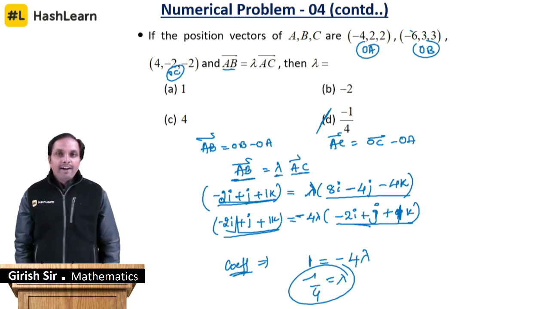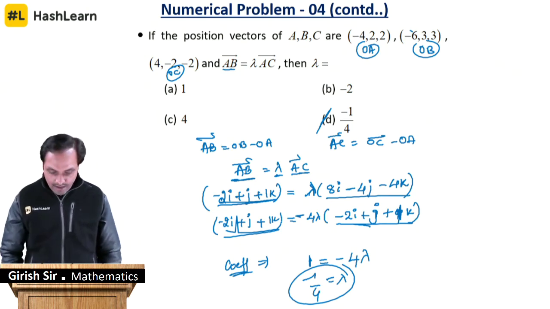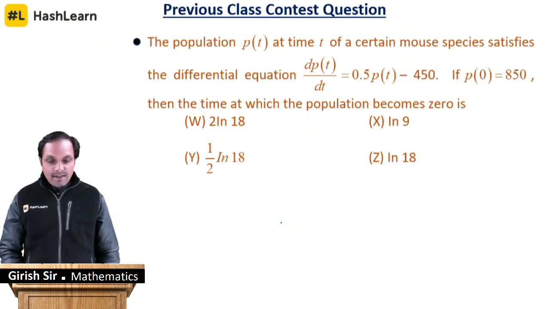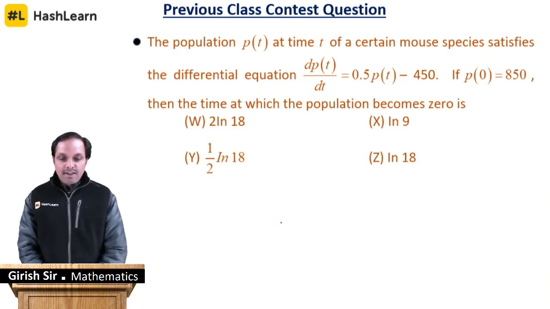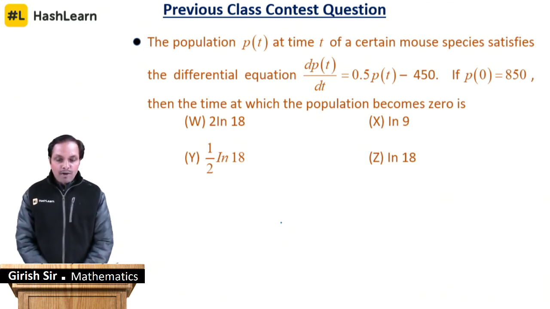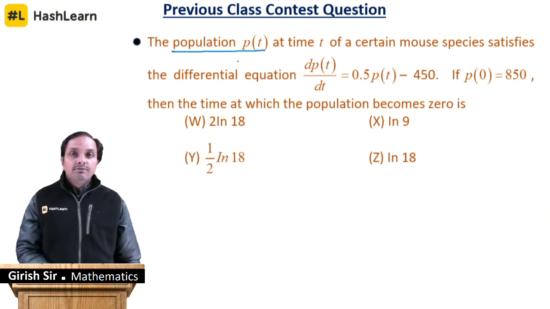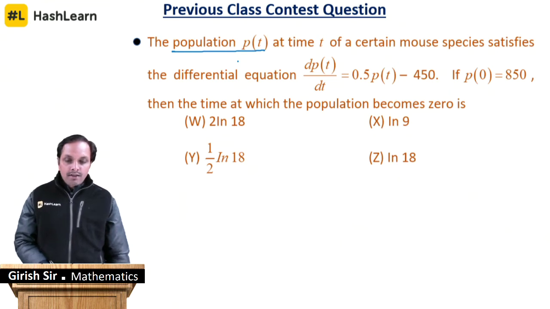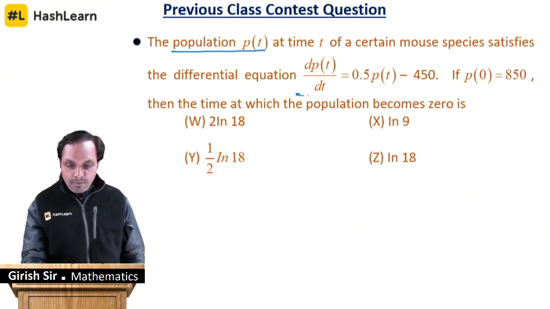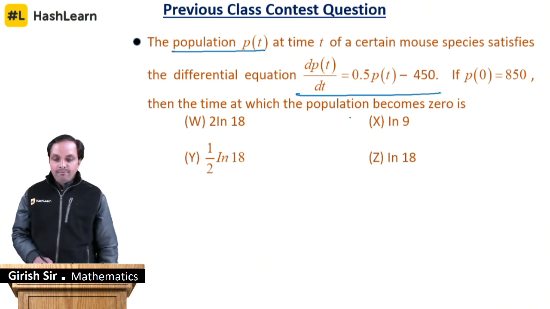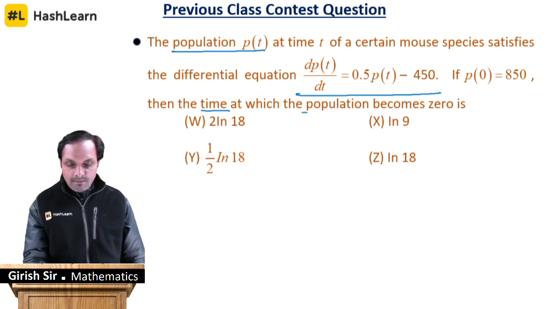Yeah, fine then. So get ready for the next question, which is a previous class contest question. No winner. So let us see what the problem was. Your problem was, there is a population which is dependent on time, and they have given you the population equation in the form of time, and they are asking you what is the time when population becomes 0.